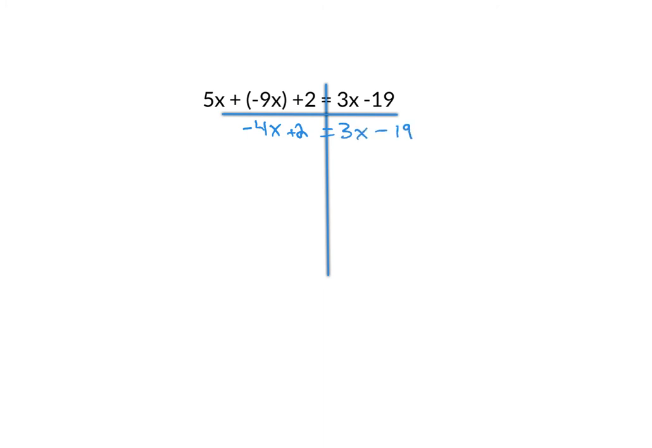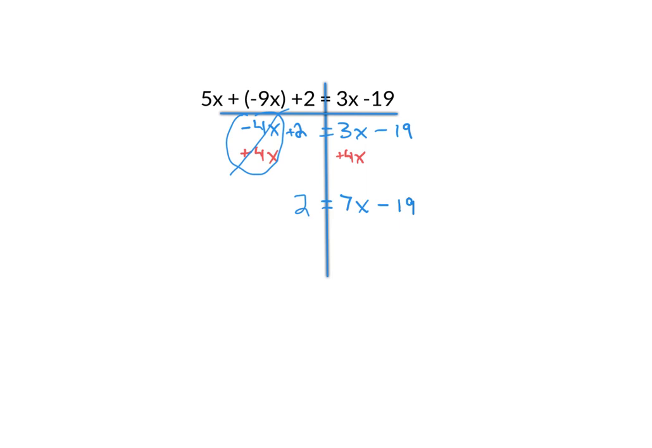So I've had students ask, well, can I move that 4x instead? Yes, you absolutely can. Let's move that 4x instead of moving the 3x. So I'm going to make a zero pair right here by adding 4x to each side. So what I have now, I just made 0 right there. So all that's left on this side is 2. 3x plus 4x is 7x minus 19.